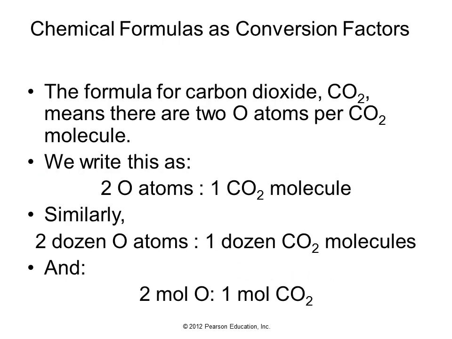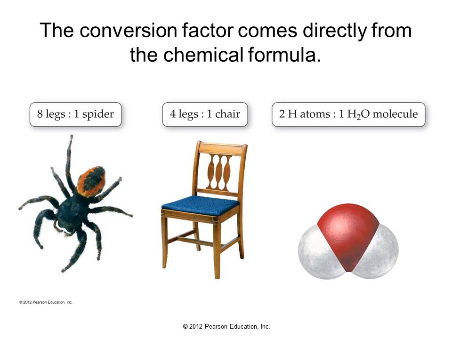The chemical formulas are conversion factors. For instance, the formula for CO2 means that there are 2 oxygens per each CO2 molecule. 2 oxygens to 1 CO2 molecule, or there's 2 dozen oxygens for 1 dozen, or there's 2 moles of O per 1 mole of carbon dioxide. The count ratio remains the same, whether you're talking in single atoms and molecules or dozens or moles. The conversion factor comes directly from the chemical formula.